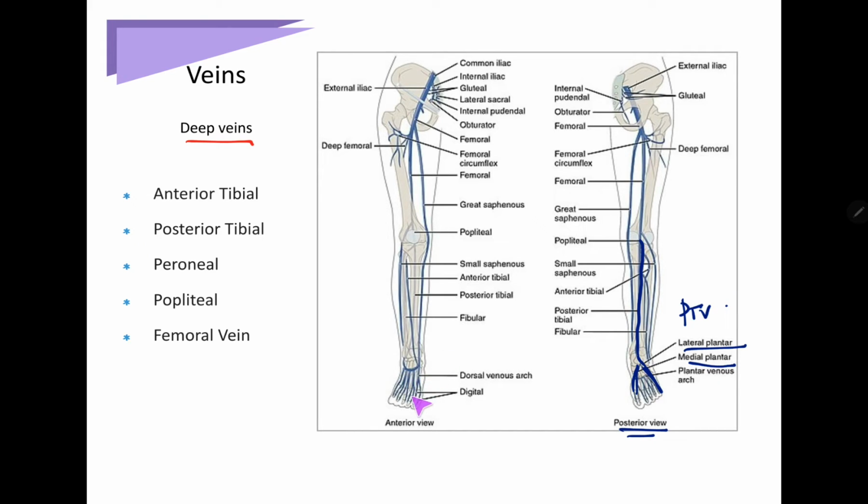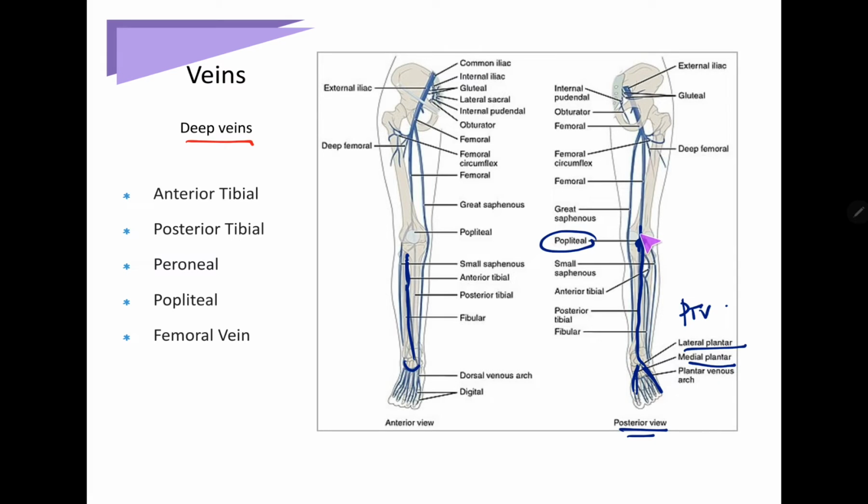And in the anterior aspect of the foot, you have a dorsal venous arch from which you have the anterior tibial vein. This anterior tibial vein is in the anterior compartment, but then it passes above the interosseous membrane to enter the posterior compartment of the leg, that is in the popliteal fossa, and joins with the posterior tibial vein to form the popliteal vein.